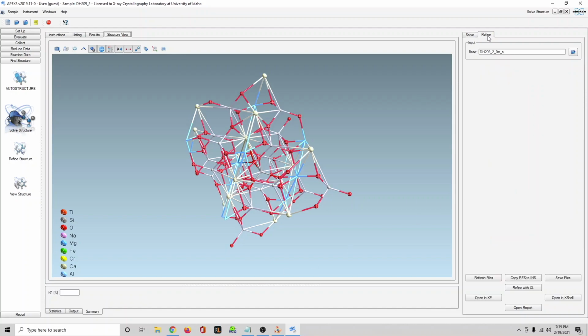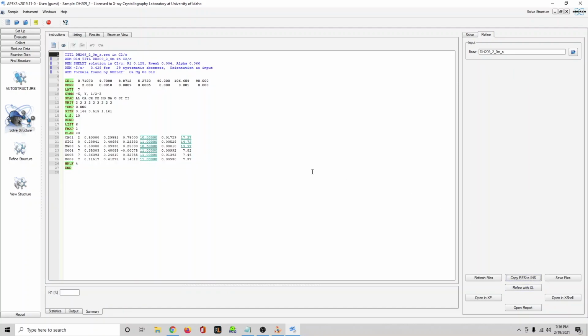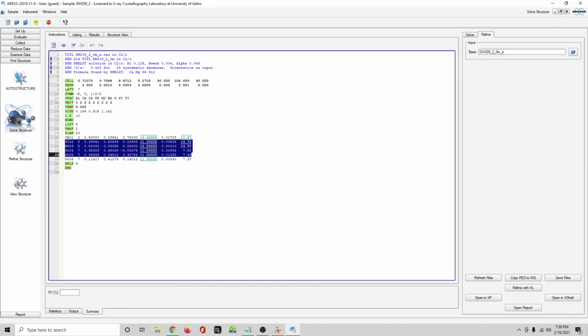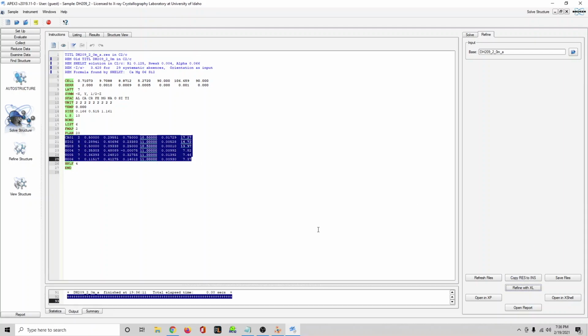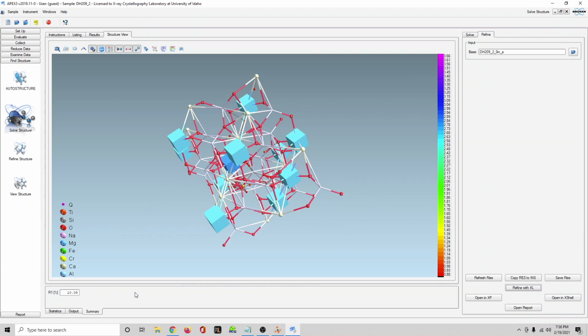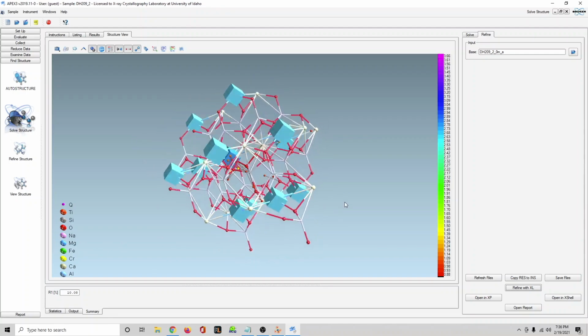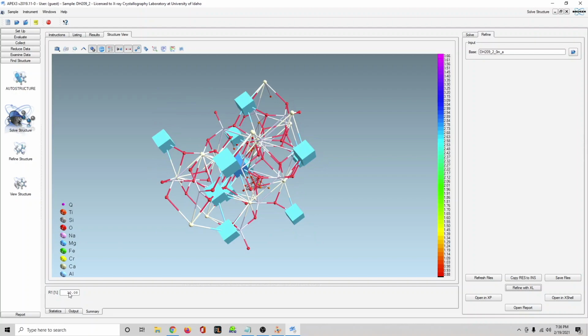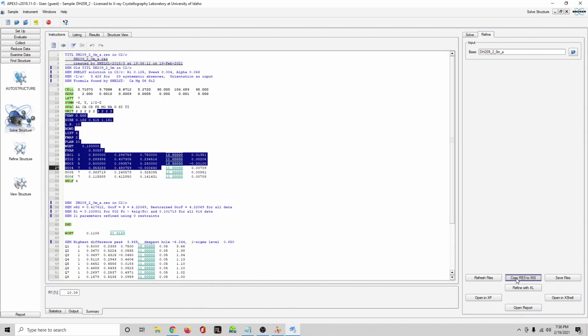And I didn't mean to do that. I want to go to refine and copy res to ins. And it's telling me this information, which I will just refine to start off with. So yeah, 10%. I've got to imagine this structure is not going to turn out that well, but usually this first R1 gives you an indication of how things are going to go, because I've done pyroxenes where the starting point is like 5%, and you can get it down to like 1.5%. But this one may not go quite as well, but that's all right.